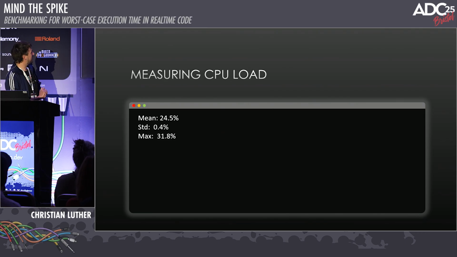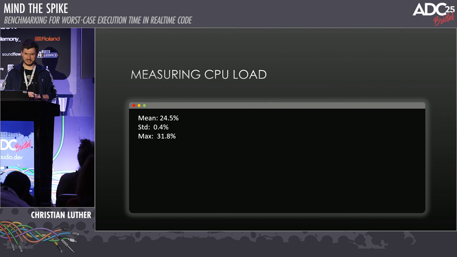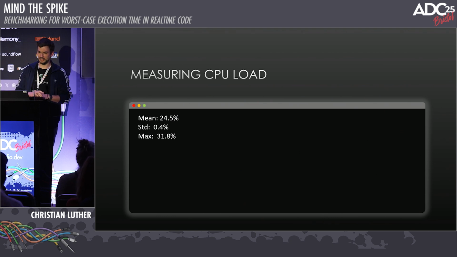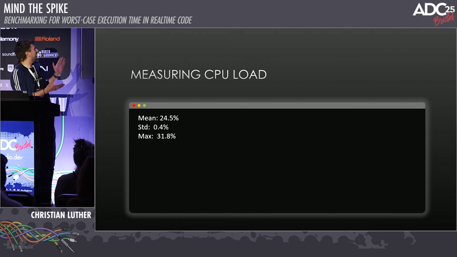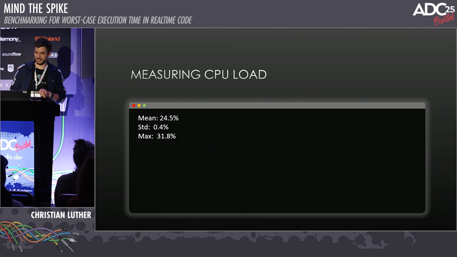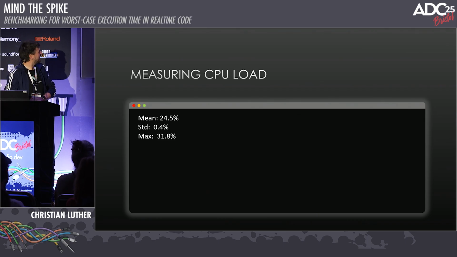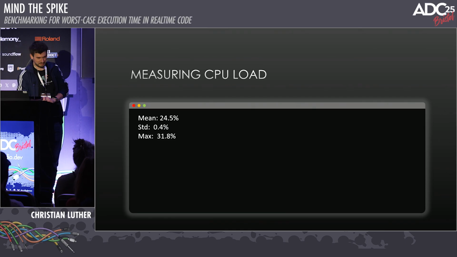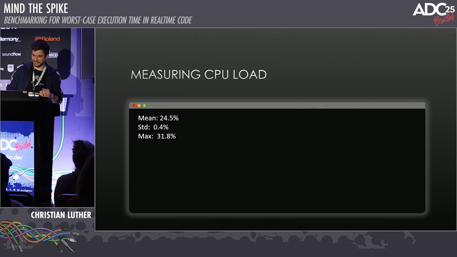31.8%. That seems like a lot compared to the standard deviation that we've seen. Somehow this seems weird. We just said we would expect most of the time to have 24 to 25%, maybe with a few outliers at 26%, 27%, but 31.8% seems like a lot. And it doesn't really check out with the standard deviation.